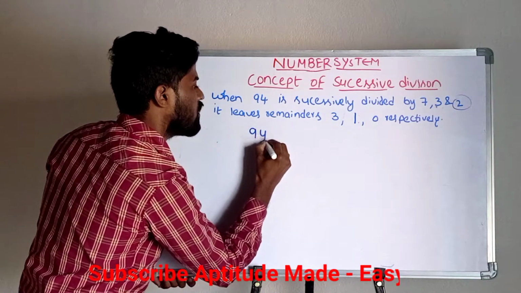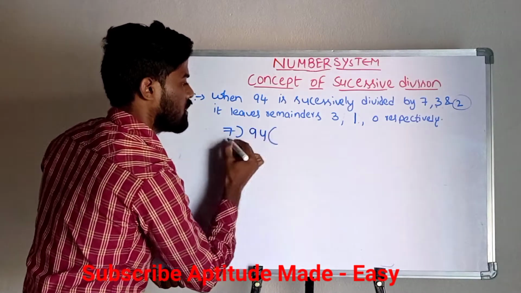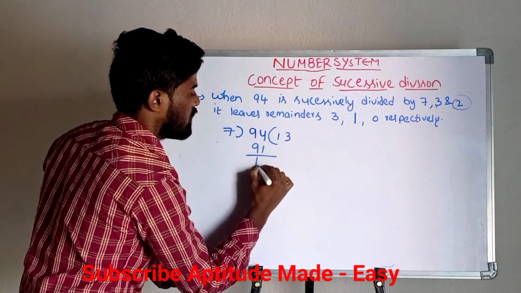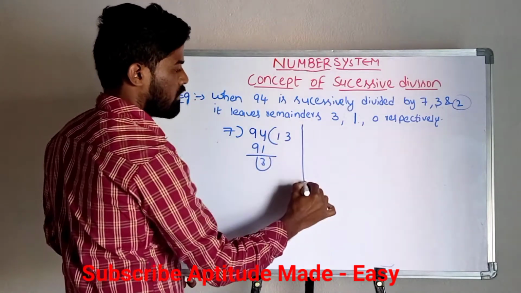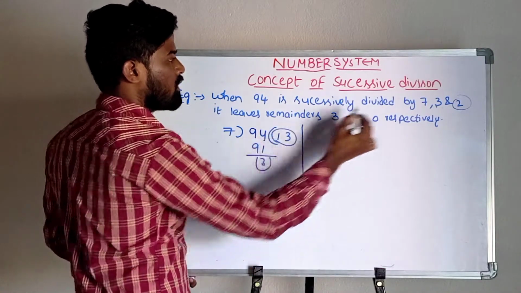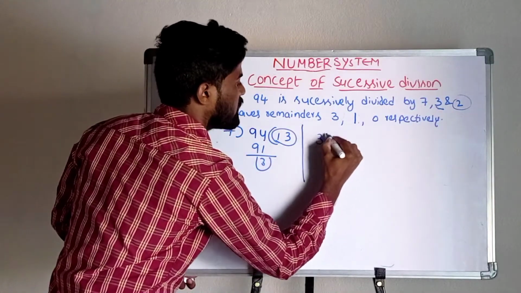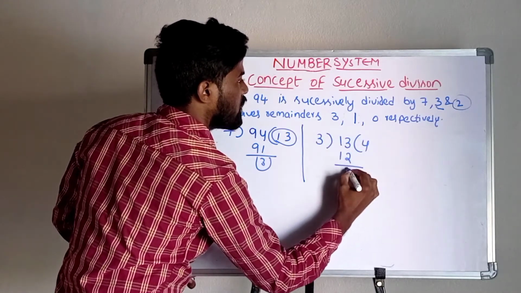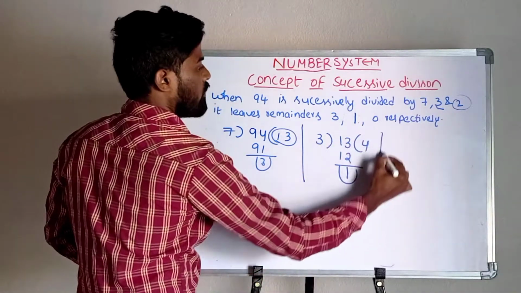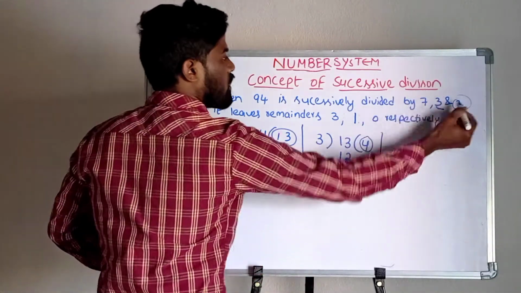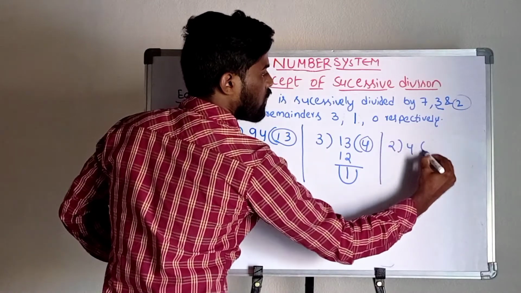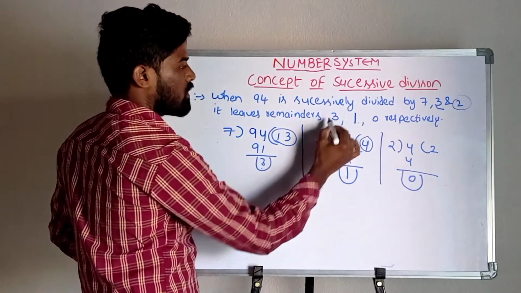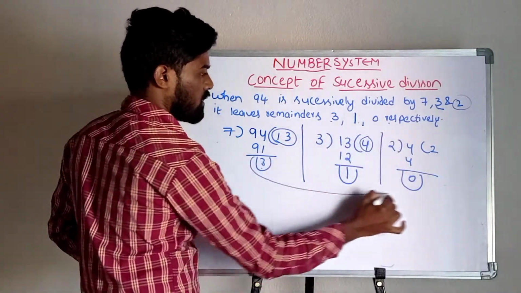First, 94 divided by 7. The quotient we get is 13, since 7 into 13 is 91, remainder 3. We again divide this quotient with the following number, that is 3. 3 into 4 is 12, remainder is 1. We again divide this quotient with the following number, that is 2. The remainder is 0. The remainders we got are 3, 1, 0 respectively.